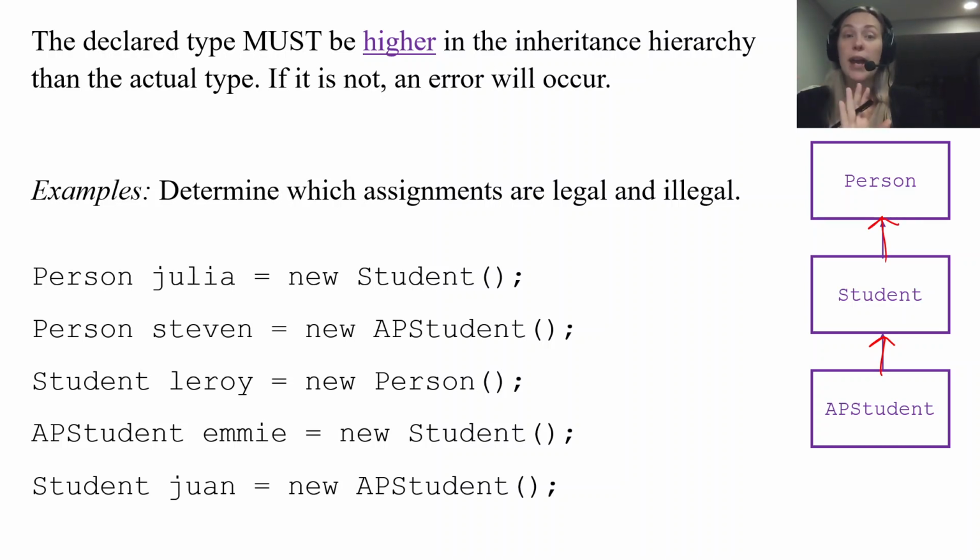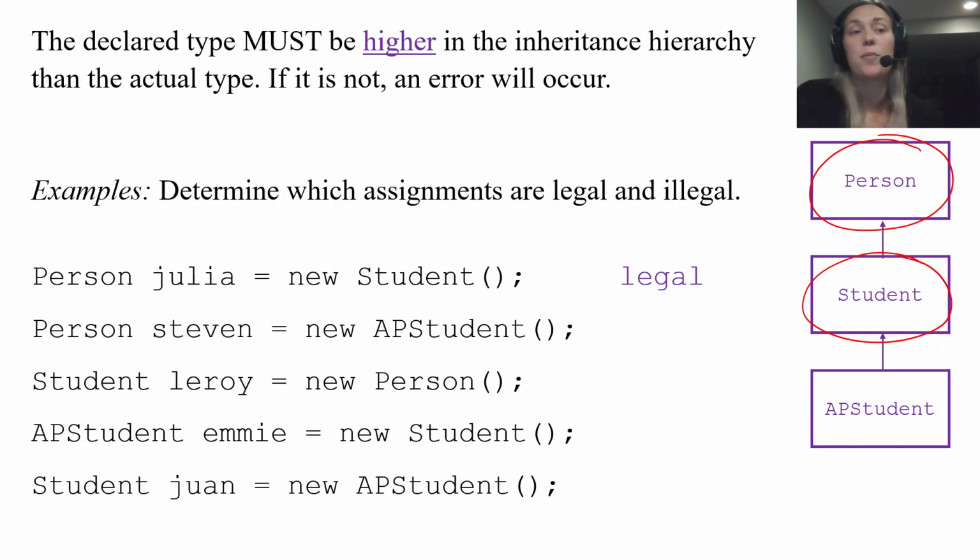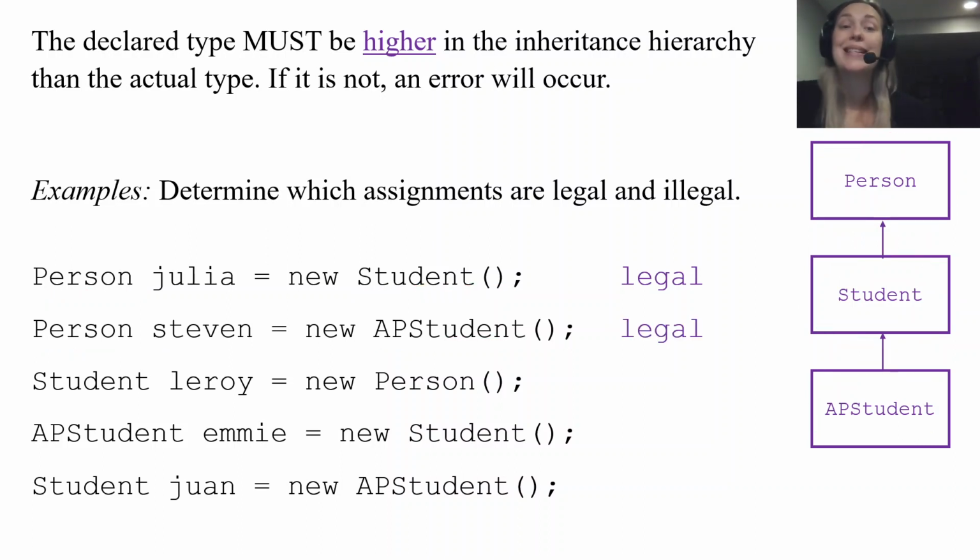And there's only one way to upcast, and that is the declared type must be higher in the inheritance hierarchy than the actual type. So this first line, person Julia equals new student, that we just had, that's legal. Person is higher in the hierarchy than student. So because person is declared and student is created, this is legal. If we look at our next one, person Stephen equals new AP student. Person is higher than AP student, so this is also a legal upcasting assignment.